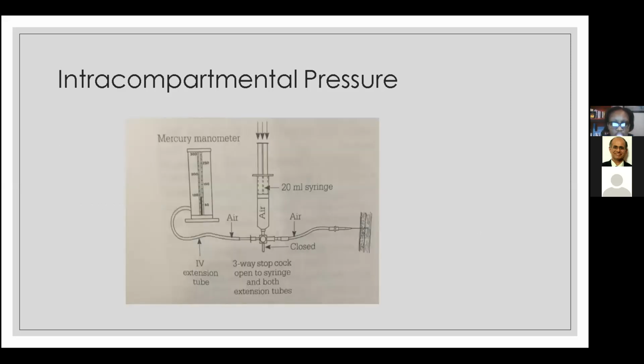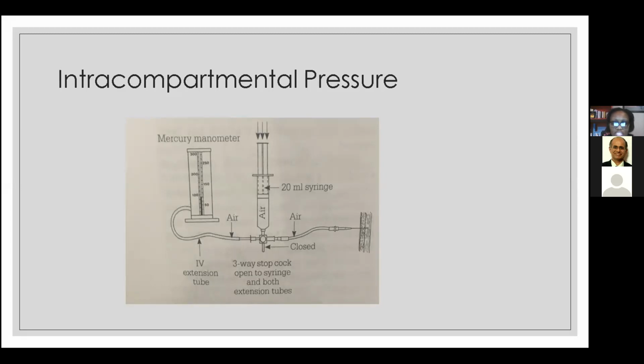So this is just an image of the Whiteside method to measure intracompartmental pressure. On the right is the needle they described, using an 18 gauge needle into the compartment that you want to assess, that is attached to a 3-way stopcock and attached to a 20 ml syringe that has saline, and then the IV extension tube is attached to a manometer. Now it's being attached to a transducer.